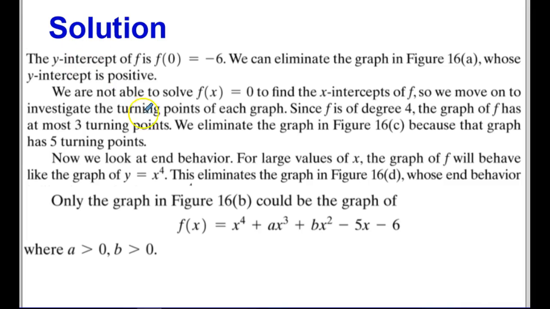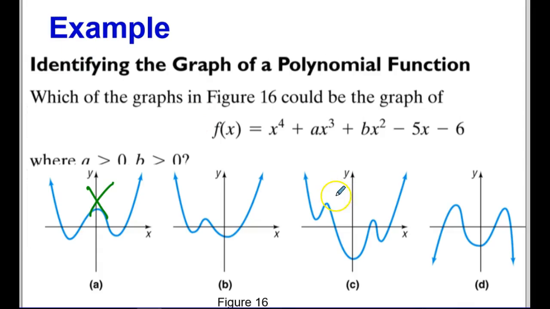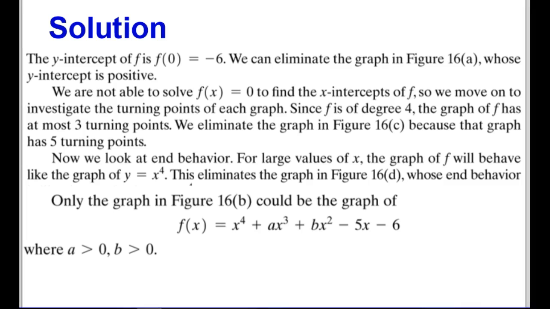Okay, so I'm not really able to solve this one because I don't have numbers, right? So I move on to figure out the turning points. So since f is a degree of 4, my graph has at most 3 turning points. So I can also get rid of this graph, because here I have 5 turning points, right? 1, 2, 3, 4, 5. So that one's not going to work. So I know that much as well.